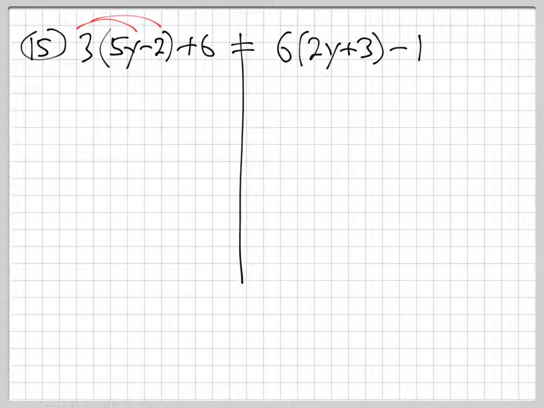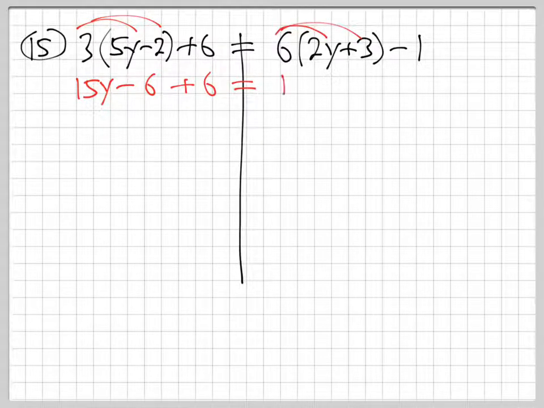So let's distribute this. 3 times 5, 15y minus 6. Other side, 6 times 2, 12y plus 18. Bring down the minus 1. Notice the parentheses are gone. You don't want parentheses there anymore. Whenever something from the outside of parentheses goes in, they drop. Now, I would go ahead and just combine those right now. They're just 0. You just cross them out. You can write 0 if you want to, or I just cross them out.